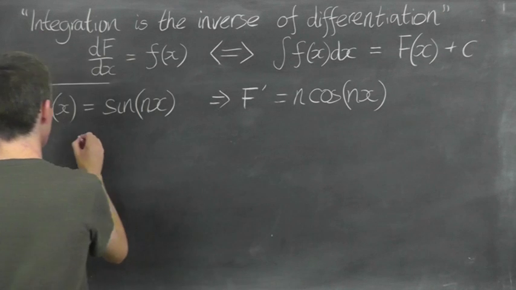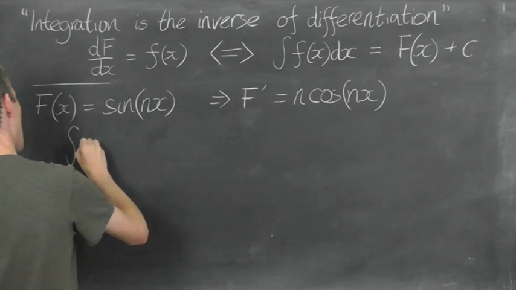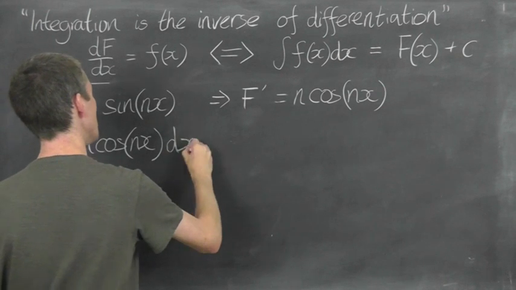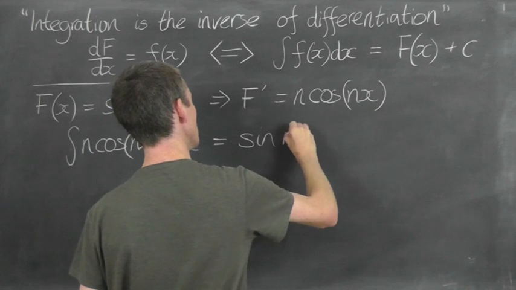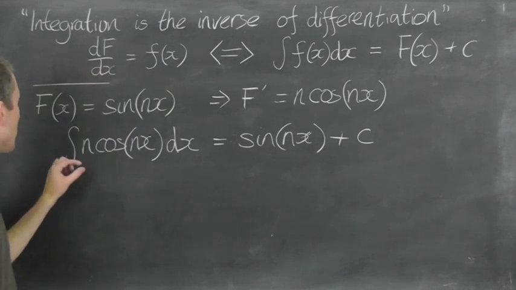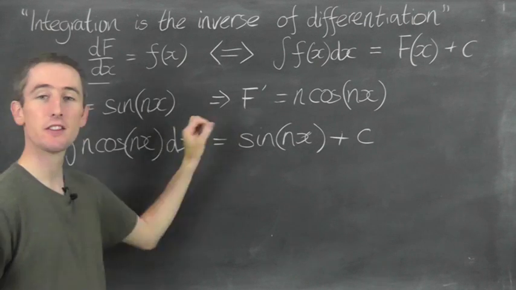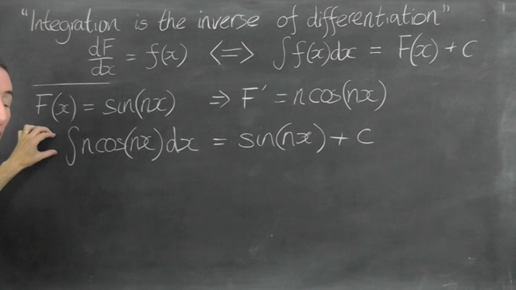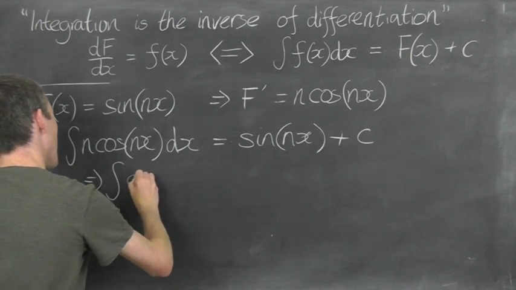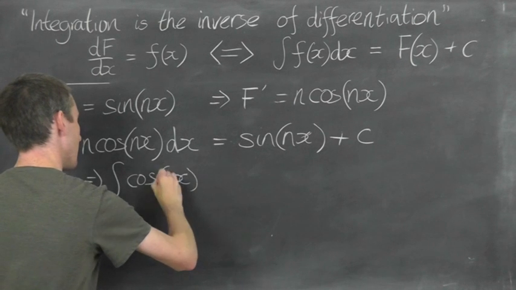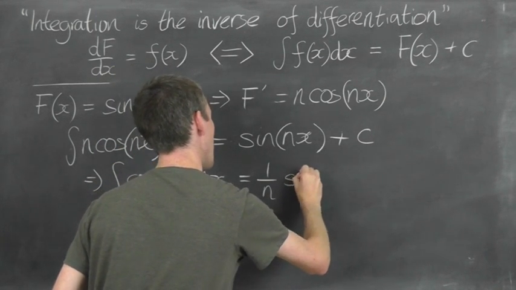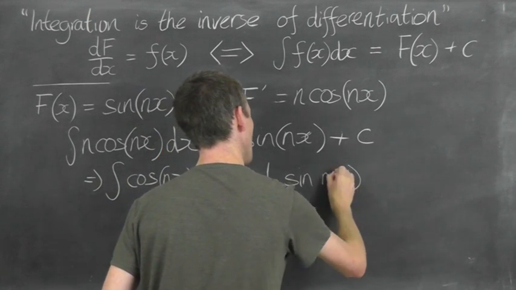Now, here's the derivative of f, and straight away I can use this result, put that into here, and I have that the indefinite integral of n cos nx dx is equal to sine nx plus c. Okay, that's good, but even better would be to take the n to the other side. That is, first pull out n as a constant and then divide through. So I'm going to write this as the indefinite integral of cos nx with respect to x is equal to 1 over n sine nx plus c.